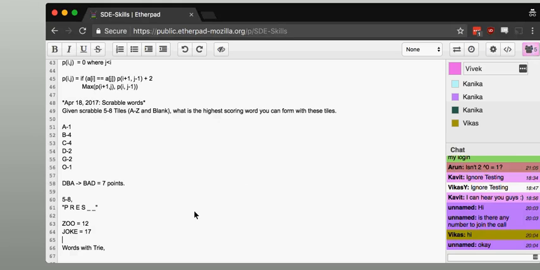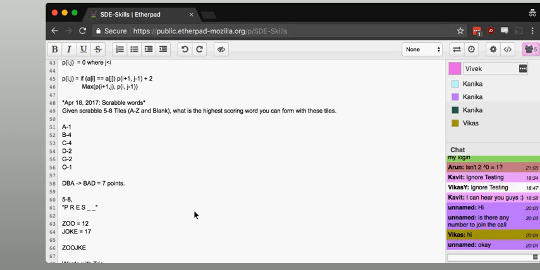If I give you the words like zoo and joke, zoo you can form with 12 points. Joke is formed with 17 points. So if I give you Z, O, O, J, K, E, and these were the letters given to you, you will try to form zoo first, whereas joke is even better. So how would you go about doing this?